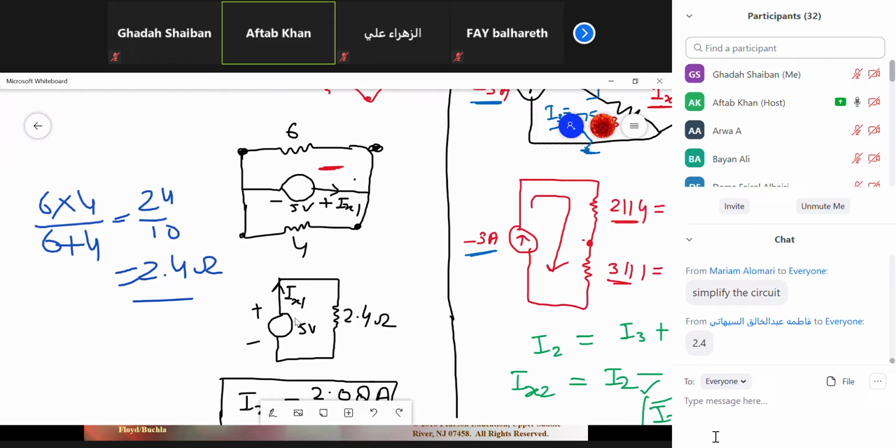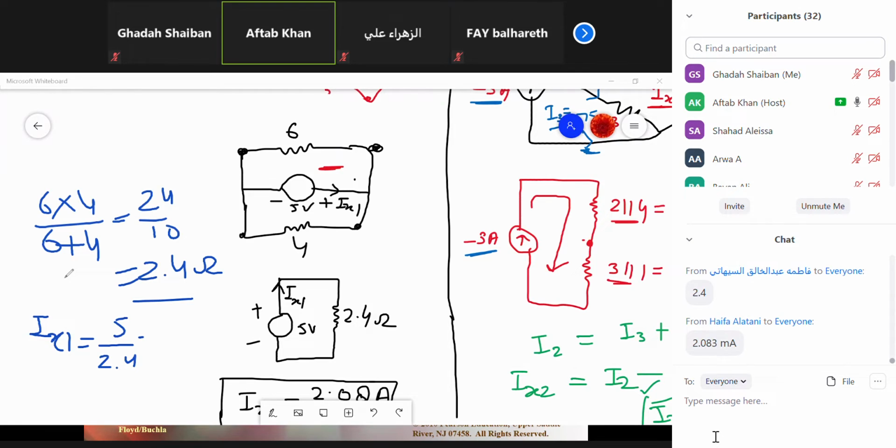Because this is a simple series circuit, you can calculate Ix1 here. Ix1 is equal to the voltage divided by 2.4. So you will get 2.08 ampere. So this is the way we calculate the current because of the voltage source.